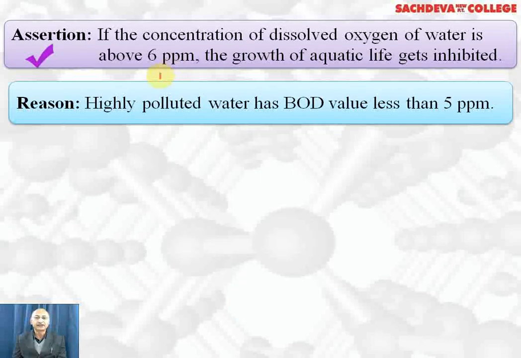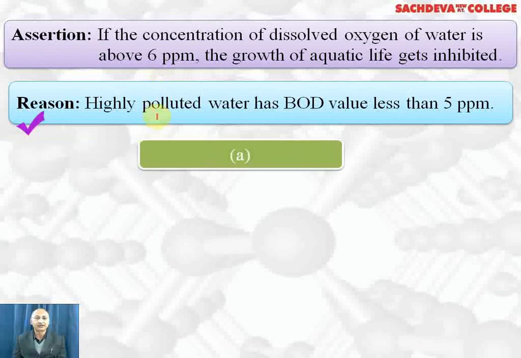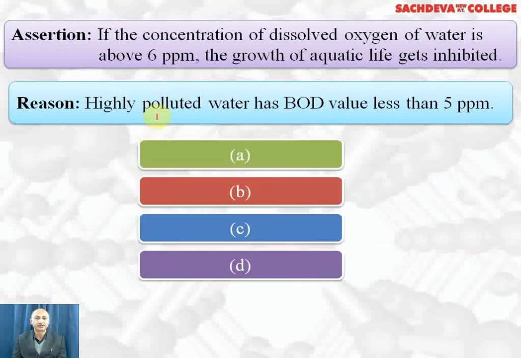If concentration of dissolved oxygen of water is above 6 ppm, the growth of aquatic life gets inhibited is the wrong statement. Highly polluted water has BOD value less than 5 ppm is also a wrong statement. So the correct answer will be D part.